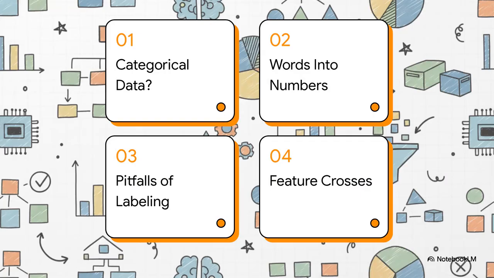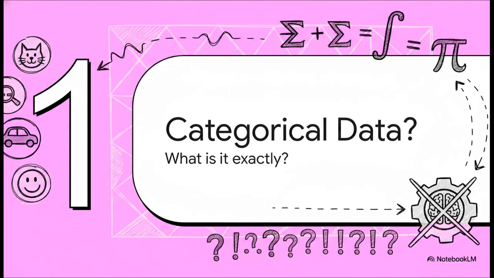So here is our roadmap for today. Number 1, what is categorical data? Number 2, translating words into numbers. Number 3, the pitfalls of labeling. And finally, number 4, mastering feature crosses. Let's jump right in. All right, section 1, what is categorical data?